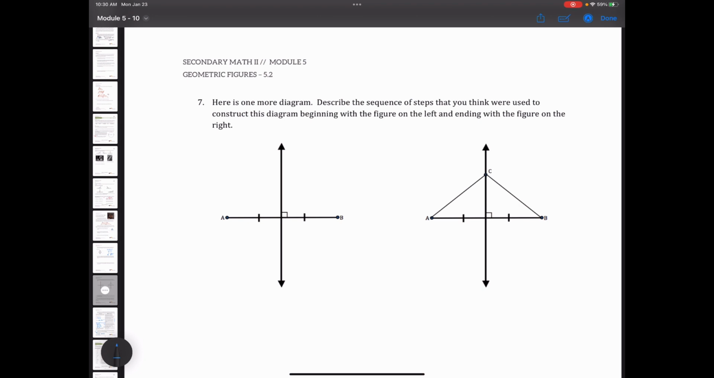So here is one more diagram. Describe the sequence of steps that you think was used to construct this diagram, beginning with the figure on the left and ending with the figure on the right.